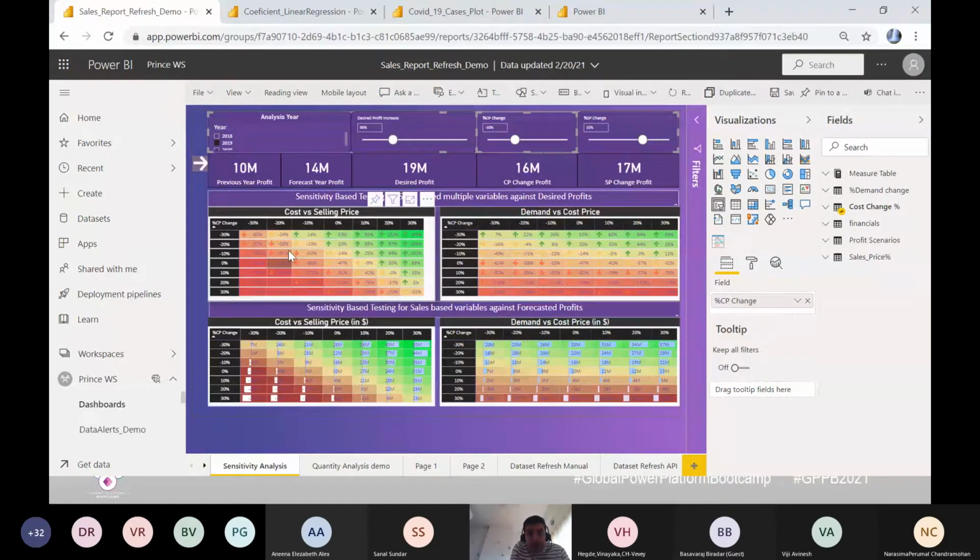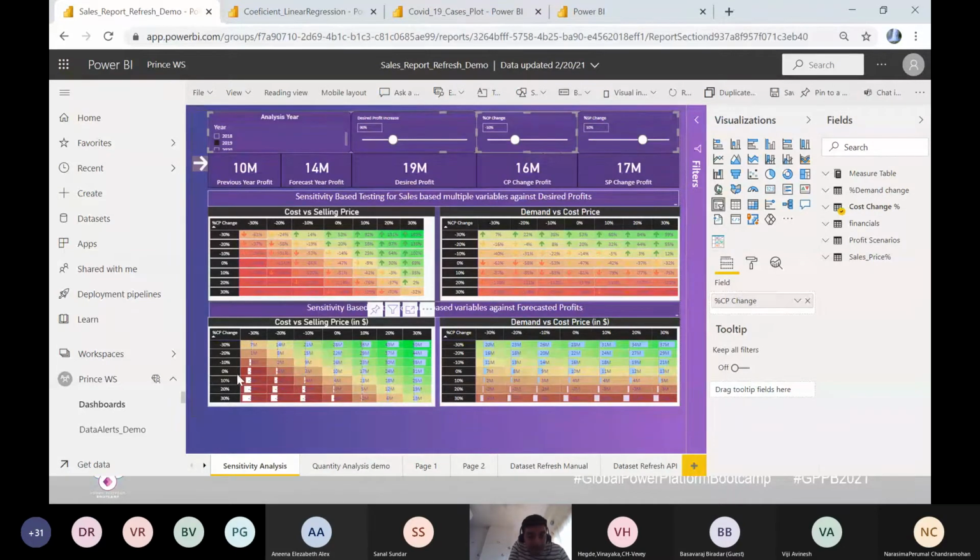So if you increase your selling price by 30% and decrease your cost price by 30%, you are going to achieve more than 169% of your desired profit. So it's comparing the desired profit with the changes. For example, it achieves 21 million with minus 10% in your cost price and minus 10% in your selling price. That also gets you your profits.